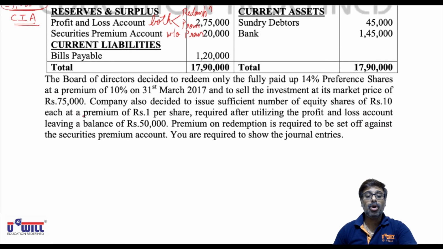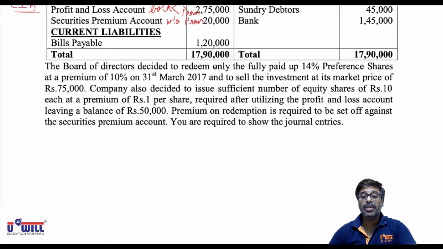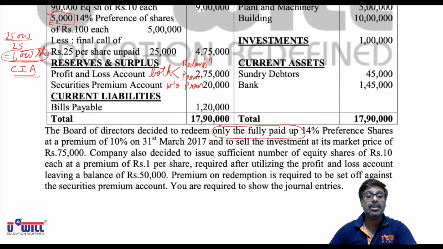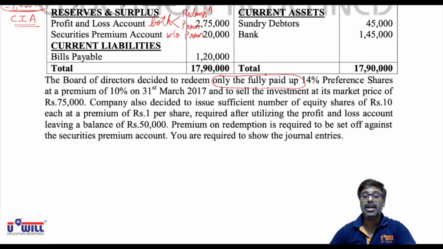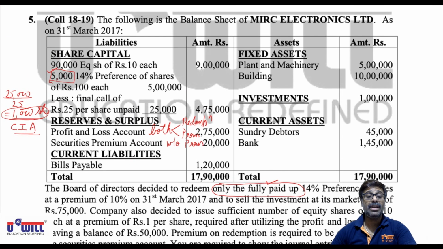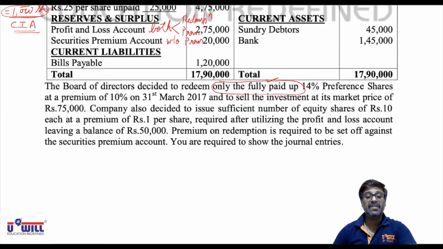Now, the board of directors decided to redeem only fully paid up shares. Only fully paid up means 5,000 minus 1,000, 4,000. That means these 1,000 preference shareholders have not paid 25 rupees to the company, and also the company has not forfeited these shares. So presently the directors have decided to redeem only fully paid up preference shares, which are 5,000 minus 1,000, 4,000 in quantity. 14% preference shares at a premium, so they are to be redeemed at a premium of 10%.